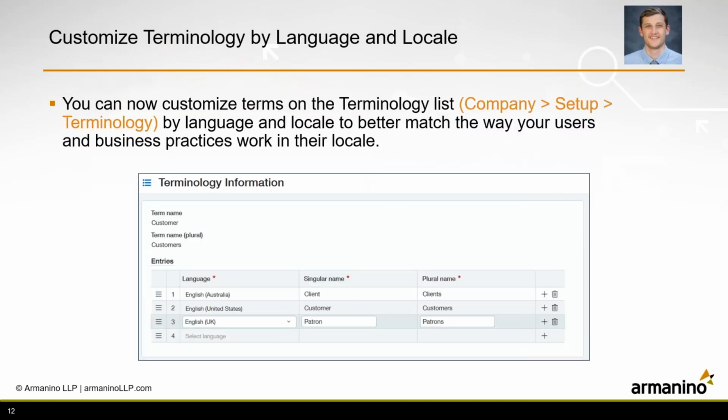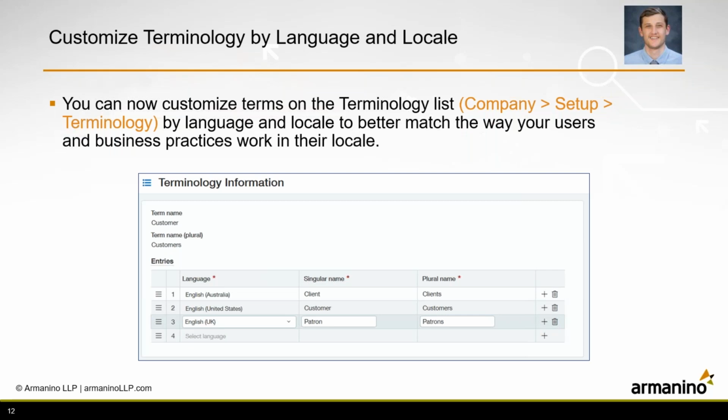And the next slide. And then finally, in user experience, we have customized terminology by language and locale. So you're now going to be able to customize terms on the terminology list, which you get to by going to Company, Setup, and then Terminology, by your language and locale to better match the way that your users and your business practices work. So you can really tailor things to your users.